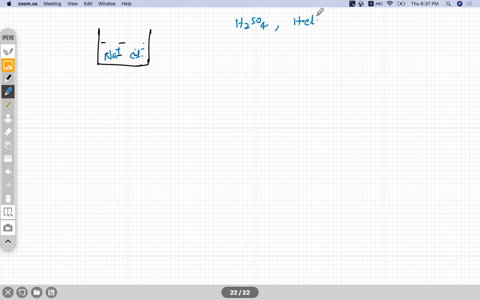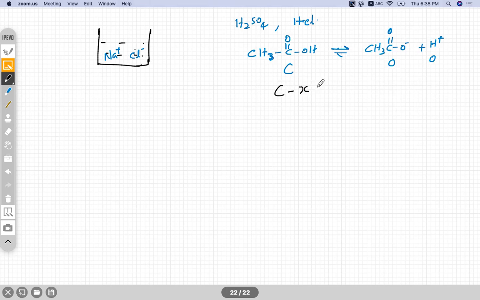Suppose you have CH3COOH. It is also a weak electrolyte. So it dissociates as CH3COO minus and H plus. Suppose the initial concentration is C, and the products are zero. After some time, it won't become zero, and the products won't become C and C. This compound will not entirely convert into its ions. Some amount of this will be left in the solution. Out of C, suppose X moles dissociate. So it will be C minus X, X and X.